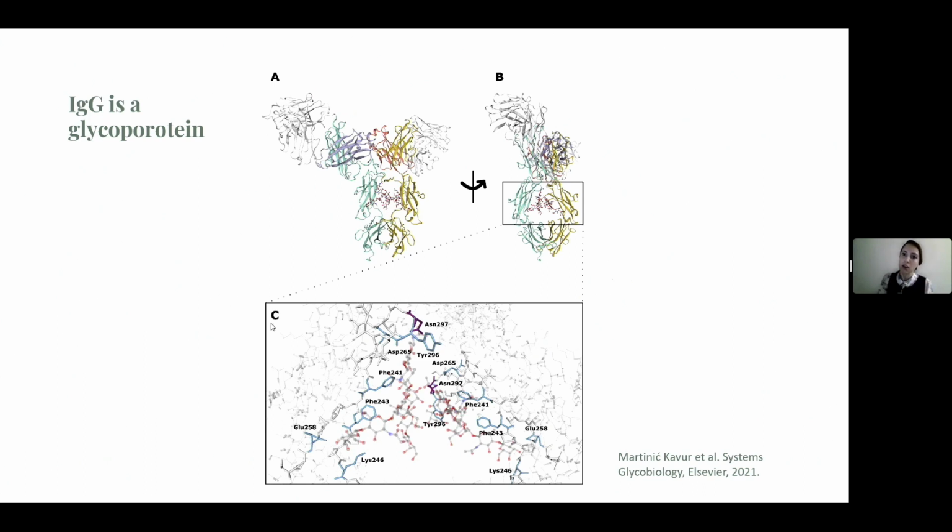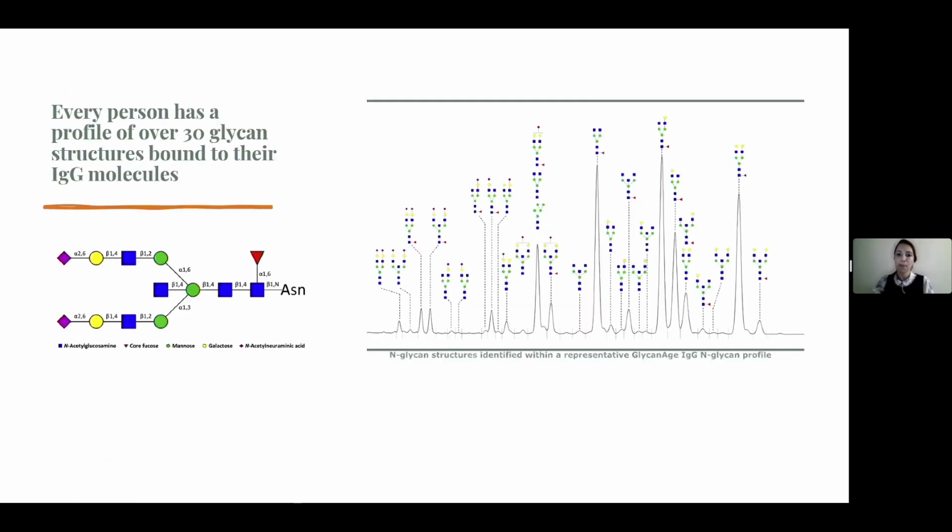The other important thing is that this is also a site on the immunoglobulin G where it's getting attached to or communicating with other molecules and cells of the immune system. So, just a change of glycan on this site can determine the cascade of the communication within the immune system that is going to follow. Every person has within their blood a profile of over 30 glycan structures bound to their IgG molecules.